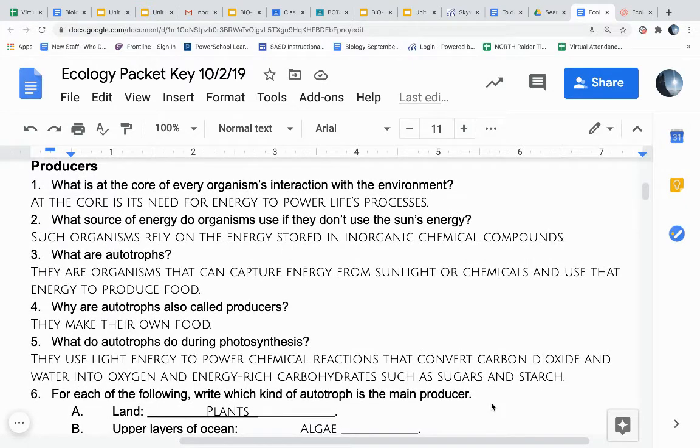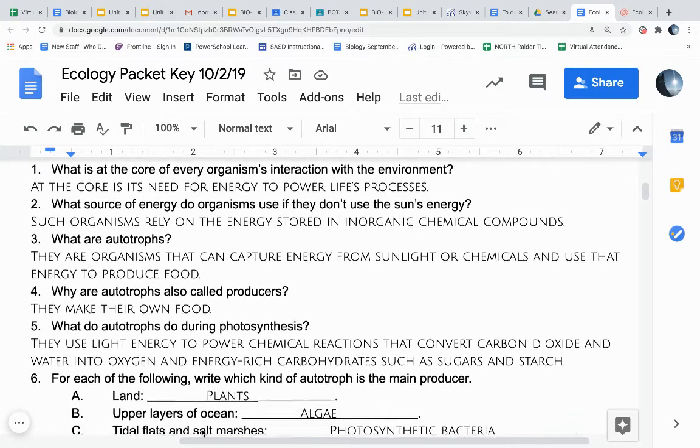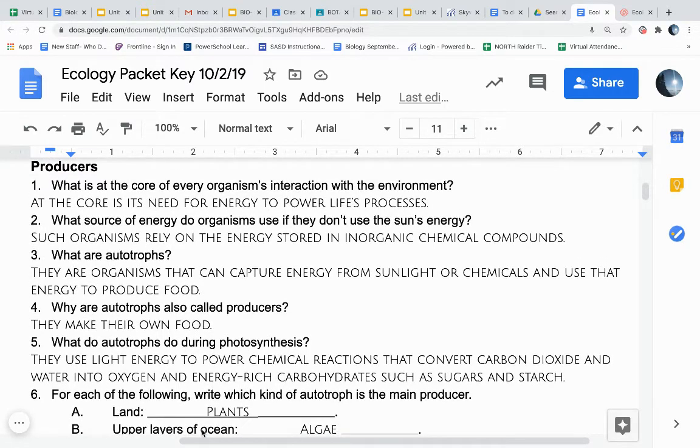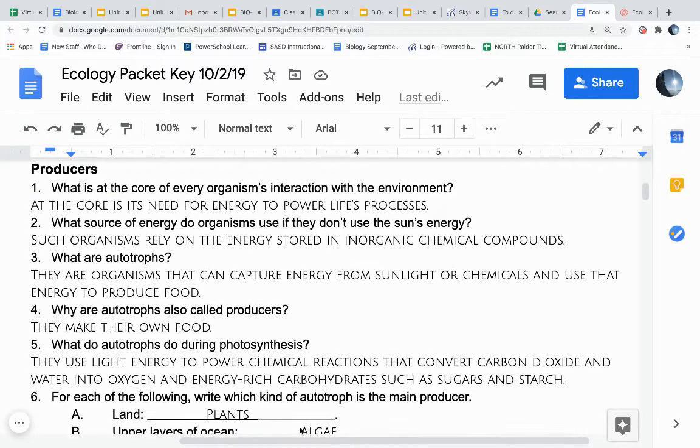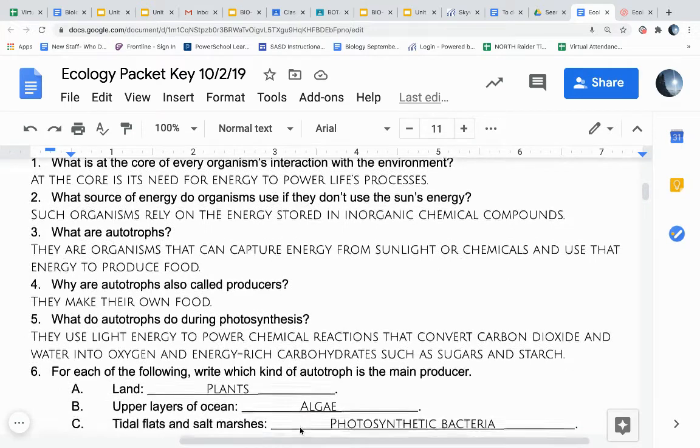In the upper layers of the ocean, the main producer is algae. So in the upper, I think it's like 10 meters, 25 meters, that's what they call the photic zone. I think it's 100 meters actually. That's where light can get to, and that's where the algae lives. That's where the majority of all the primary productivity happens, which is energy produced by primary producers, which are algae in the case of the upper ocean.